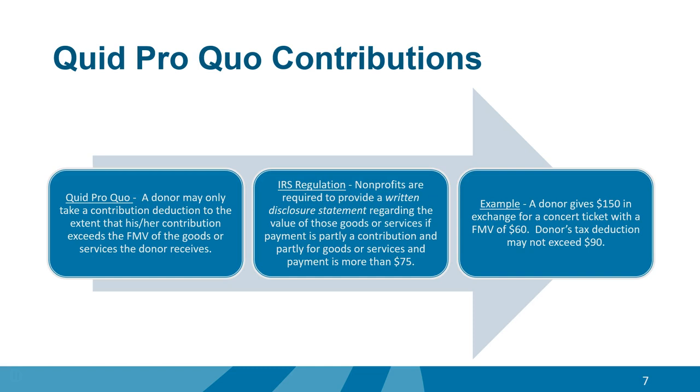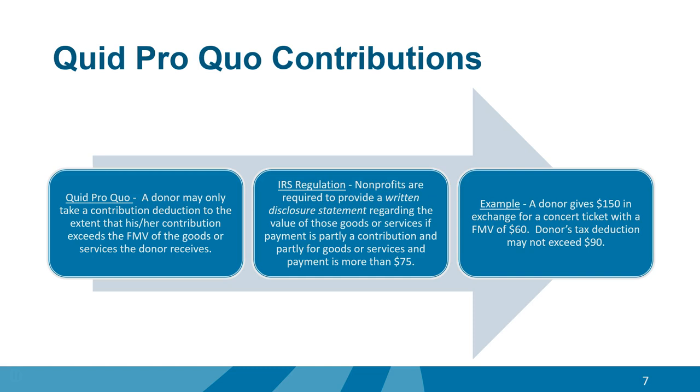Quid pro quo contributions refer to contributions in which a portion of the contribution is charitable in nature and the donor received goods or services from the nonprofit organization for the remaining portion of their contribution. In these situations, the donor may only take a tax deduction to the extent that their contribution exceeds the fair market value of the goods or services they received. In these instances, nonprofit organizations are required to provide a written disclosure statement to the donor if their contribution was more than $75. A common example of quid pro quo contributions are tickets sold for fundraisers.